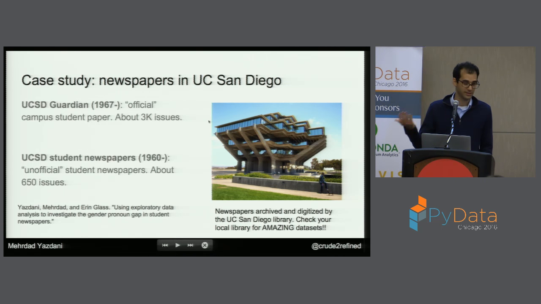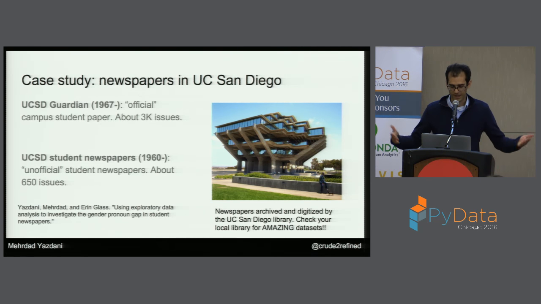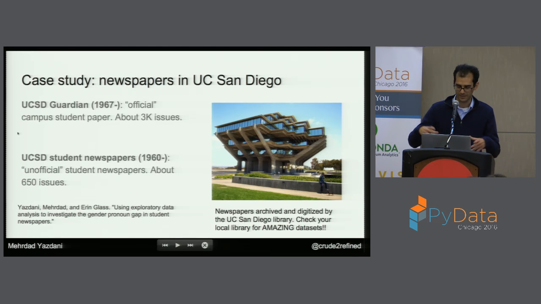So for example, UC San Diego is a relatively new school, but they've had student newspapers. There are two versions of them. There's the UCSD Guardian, the official campus paper that gets funding from the university, a very official thing. And then there are independent things that people do on their own, like a zine, about, you know, just random stuff.